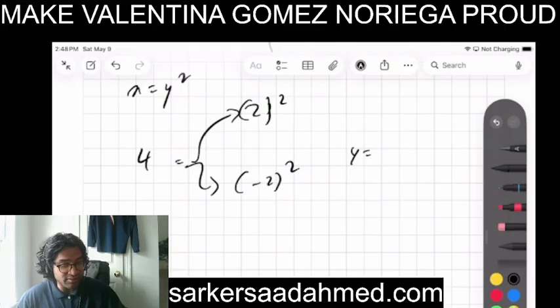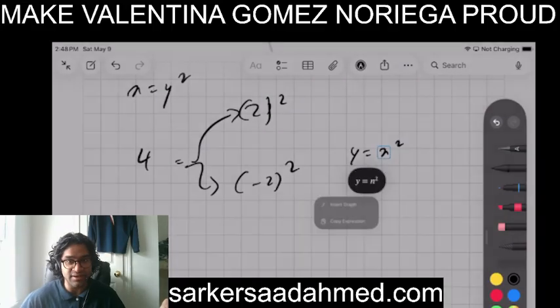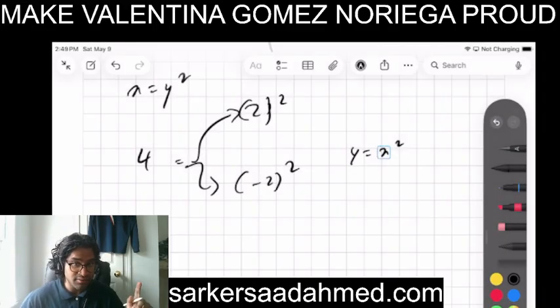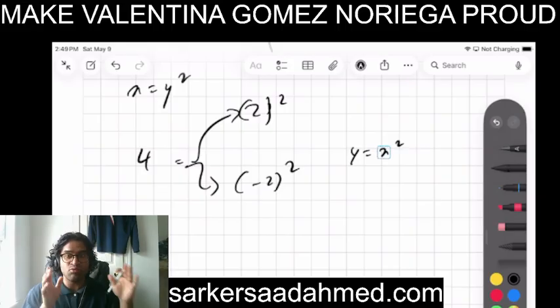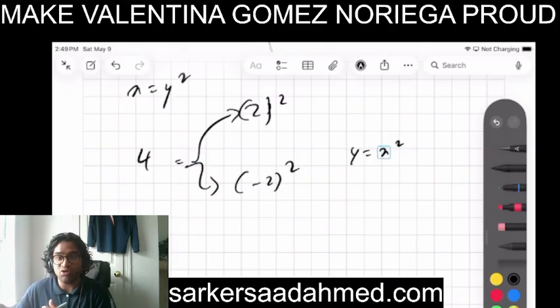But you can have y is equal to x square. You can have that. But you cannot have x is equal to y square, because y itself is the dependent variable. Without x, you cannot have y. If x is your independent variable, you can pick any value and y will change based on it.